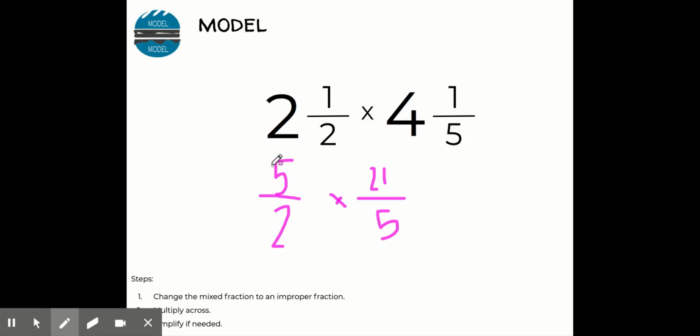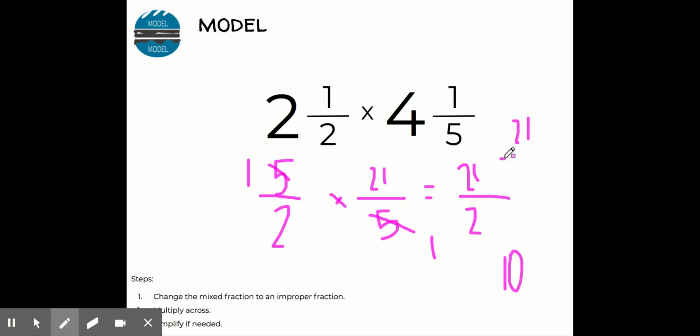But if I look, I could actually simplify first. 5 and 5 can go into one another, which is 1 time. When I multiply across now, I get 21, because 1 times 21 is 21, and then 2 times 1 is 2. So I have 21 over 2, which is an improper fraction that I need to simplify. So I simplify it by asking myself, how many times can 2 go into 21? It can go in 10 times, because 10 times 2 is 20.